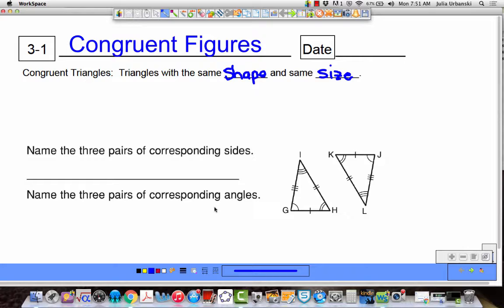So in this case down here, name the 3 pairs of corresponding sides. Now it's not random. All the markings here mean something. So see this side right here that has one mark, KJ? Which one over here goes with that one? GH, because of the matching mark. So we could say KJ, and you should put a bar across it because we're talking about the actual thing. KJ is congruent to GH. When you're talking about a segment, the order right here doesn't matter. If you're talking about a triangle, the order does matter.